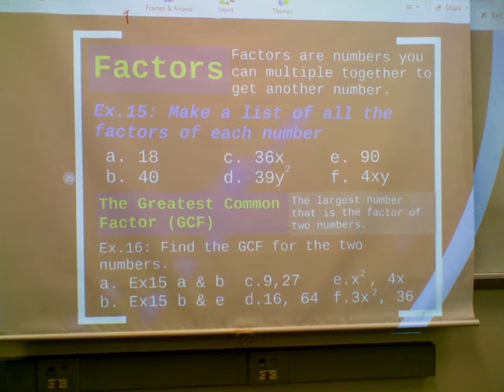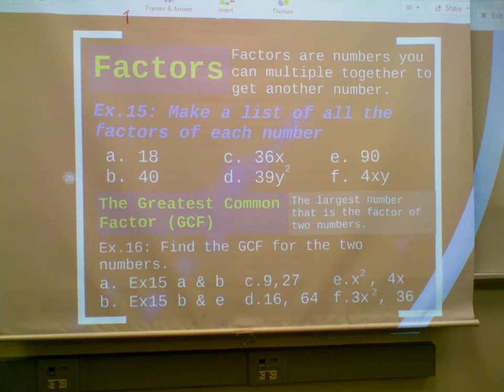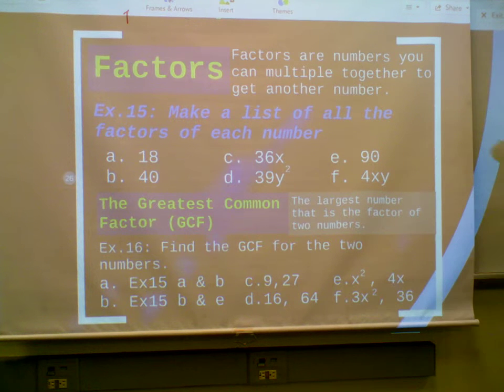Okay. Greatest common factor. Find the greatest common factor. Jamara. Okay. So when we say greatest common factor, what does that mean? Finding the highest number. Find the largest number that is the factor of two numbers. So it's not just looking at 90, it's looking at 90 and 36. Find the largest factor between those two.